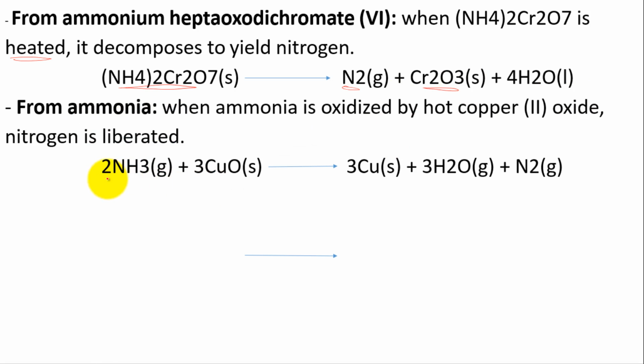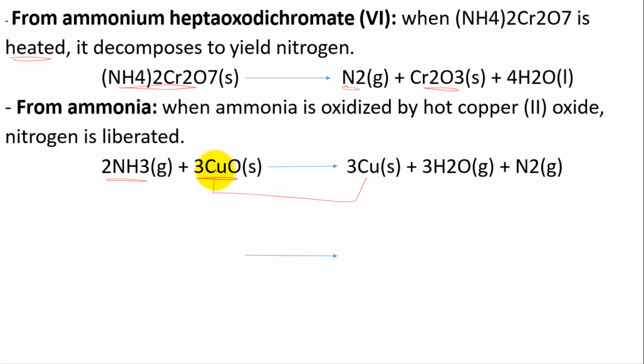Likewise, nitrogen can be prepared from ammonia by using copper oxide. What happened? With the copper oxide, you will have noticed oxygen has been removed. Therefore, removal of oxygen means reduction. Copper oxide here has been reduced to copper, and that is the oxidizing agent. That is the reducing agent.